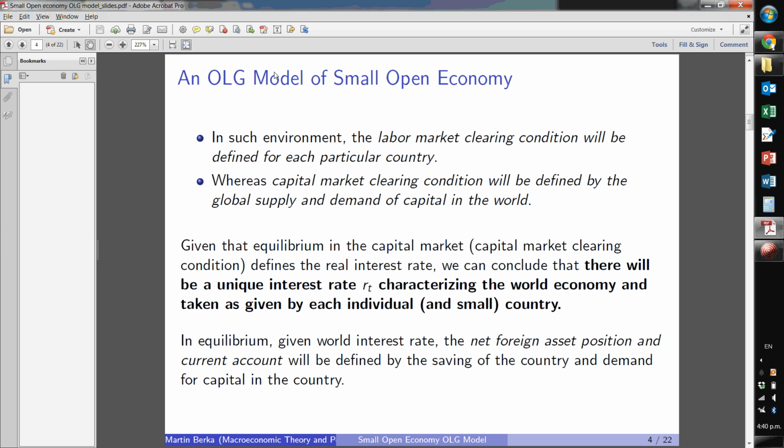Okay, so this slide basically says what I've already mentioned. Now, in an equilibrium, the net foreign asset position, and so the current account, will be defined by saving of the country and the demand for capital in the country. So saving and investment. That's pretty standard, but it'll be a little bit different because of the assumption of an exogenous world interest rate.